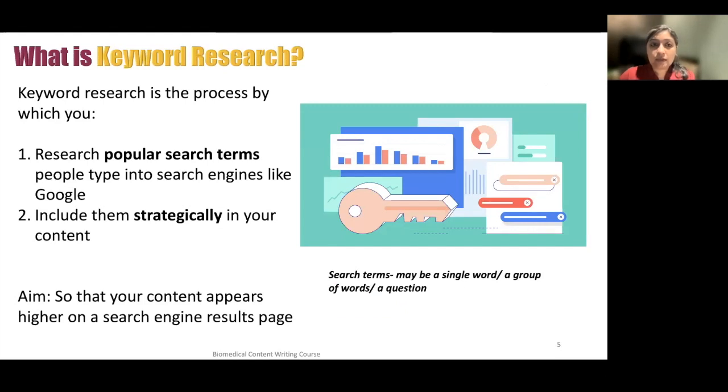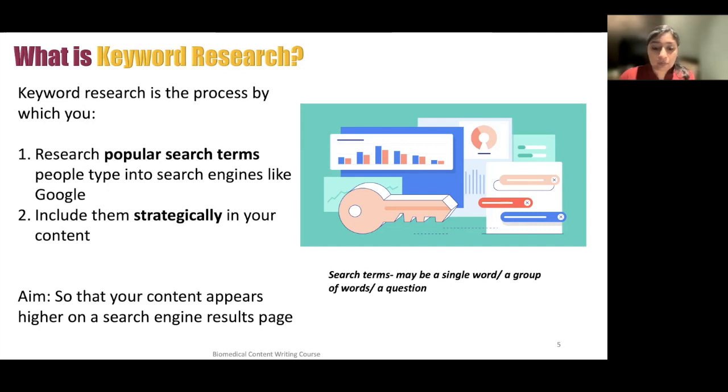Now, when we're looking at keyword research, we need to understand that it's the process by which we research popular search terms that people will type into search engines like Google and include them strategically in your content so Google knows to pick up your content for those keywords. It can be just a single word, a group of words, a phrase, or a question. But the aim is that we use these words strategically so that the content appears higher on a search engine results page.